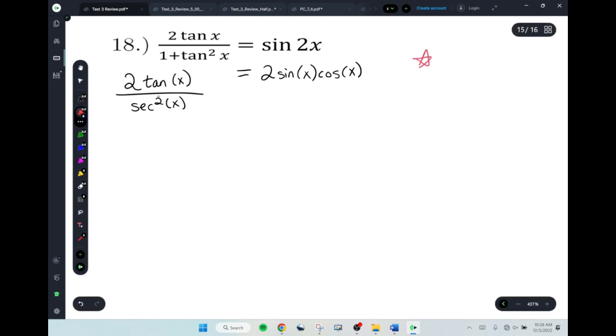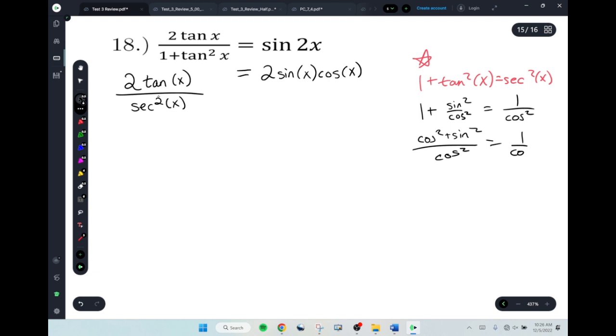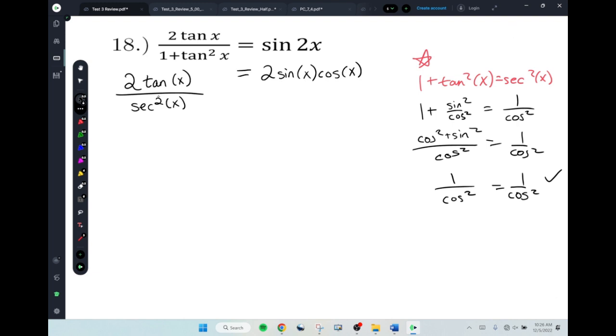How is that secant? 1 plus tangent squared of x equals secant squared of x, you're allowed to use this. If you don't like that, you can do it without it. You can say 1 plus sine squared over cosine squared equals 1 over cosine squared. Cross multiply, get cosine squared plus sine squared over cosine squared equals 1 over cosine squared. Use your identity, 1 over cosine squared equals 1 over cosine squared. Check.